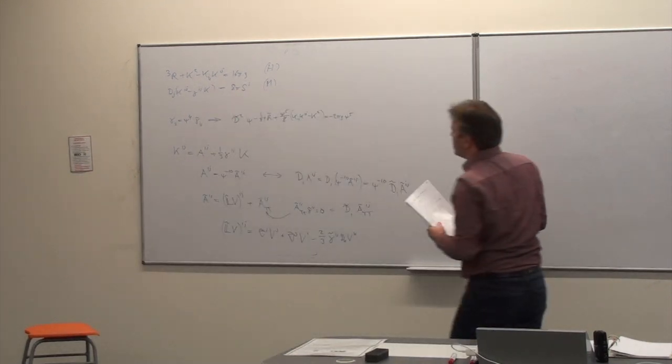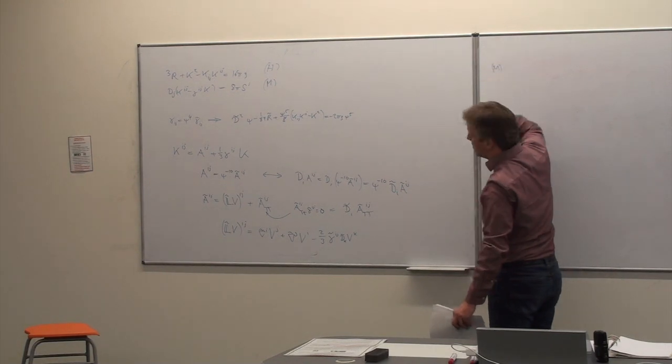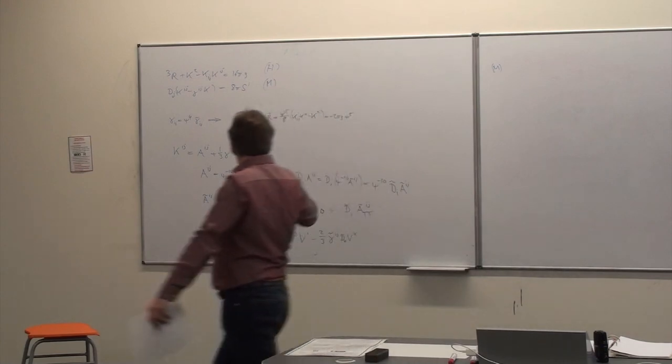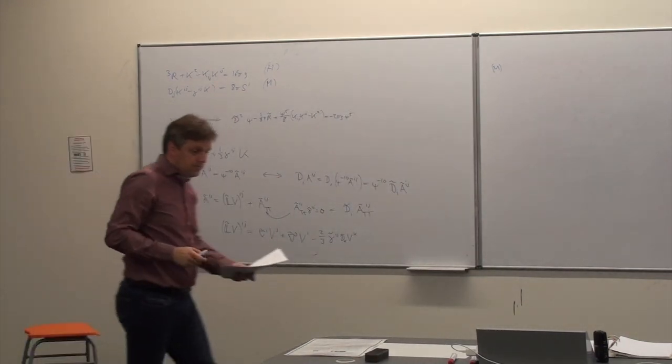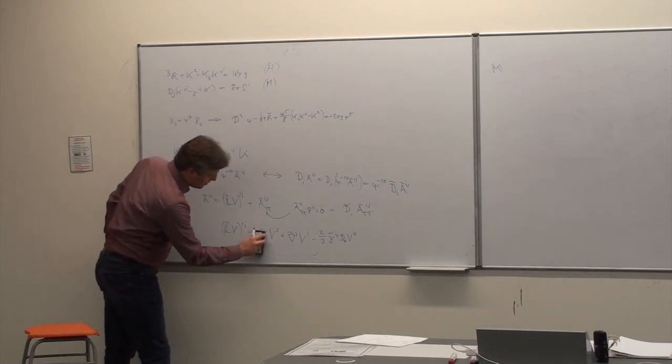So if you plug all these things now into the momentum constraint. Are those nablas supposed to be D's? Harald, the definition of LV. Thank you. They should be these, yes. All of these are spatial derivative operators.